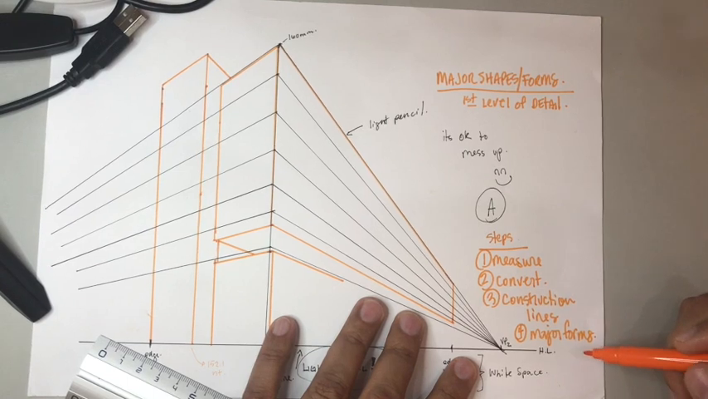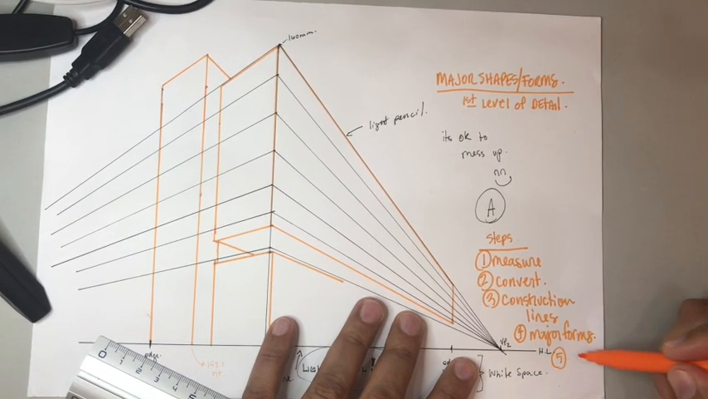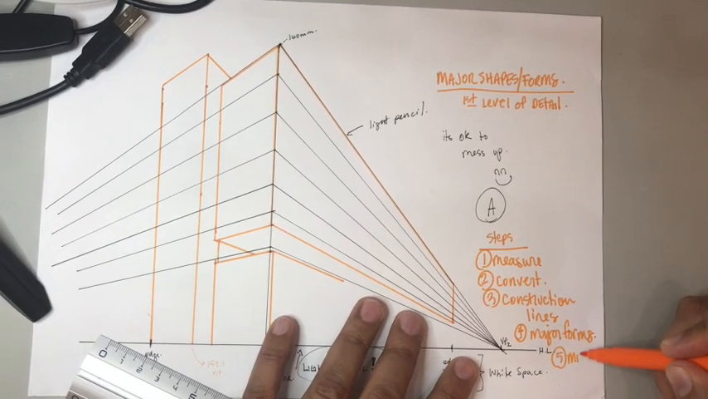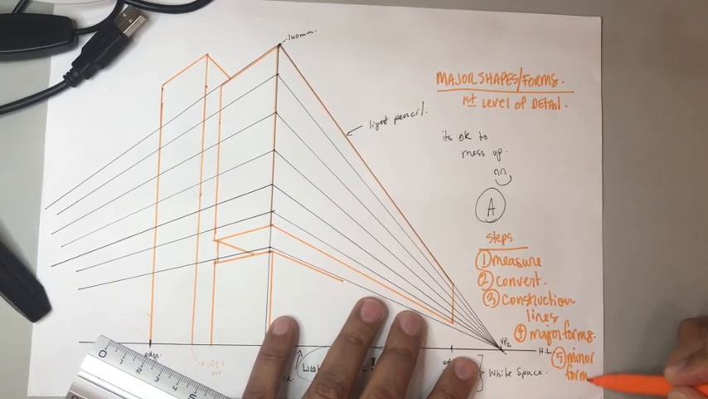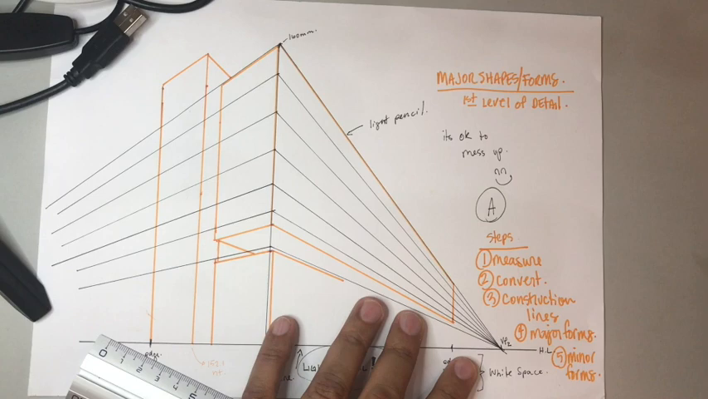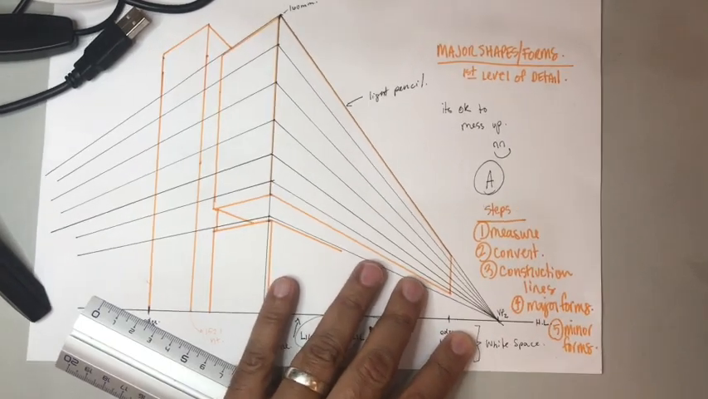So again, guys, just to reiterate, remember the steps. We measure, we convert that measurement if we're scaling up our measurements or our building, and then we add in our construction lines and then our major forms. And in the next video, we're going to cover minor forms and break up those major forms.